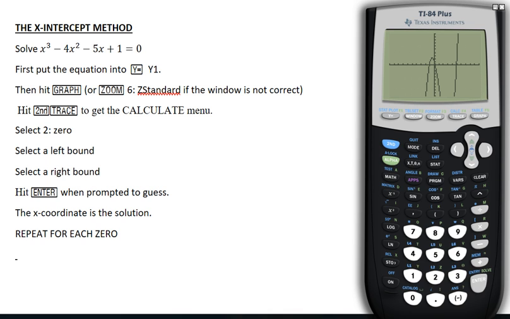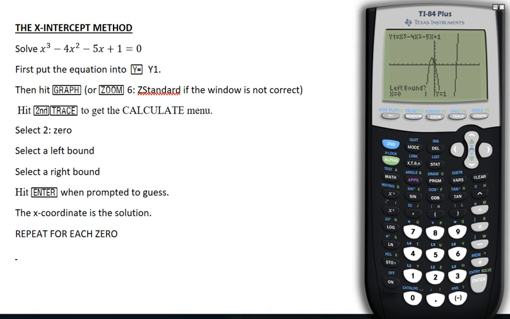Okay. So to find them, we use the calculate menu, which is in blue here, it says calc above the trace key. So we hit second and then the trace key, and this menu comes up, and we want number 2 for zero.